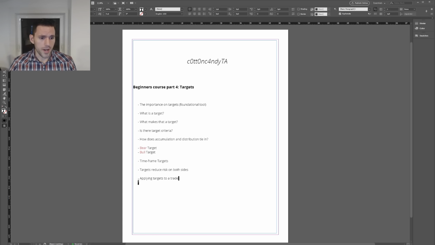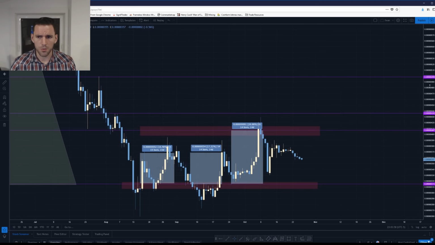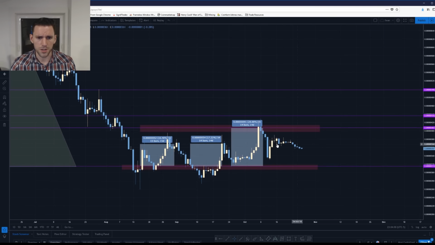Applying targets to a trade. That's basically what we just did. We kind of tackled both of these in one go. So let's just go back here and look for a second. Let's talk about where this could potentially move in the future.